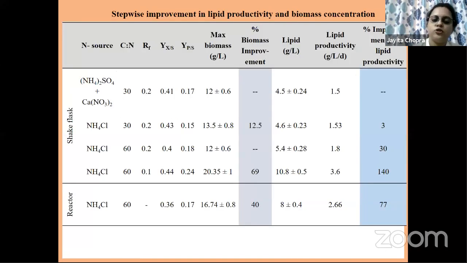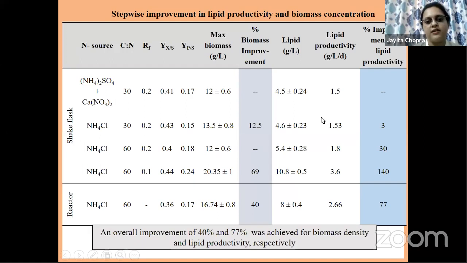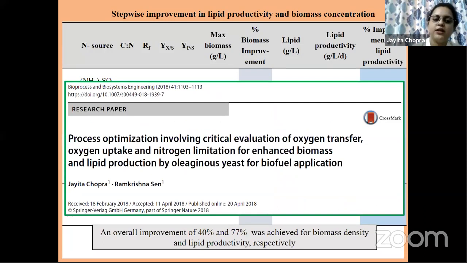This table shows the stepwise improvement in the biomass concentration and lipid productivity upon these optimization strategies. In the reactor, we see around 40% enhancement in biomass density, and for lipid productivity, it is around 77%, as compared to the baseline study. So all these strategies were useful, and they improved our yield for the biomass and lipid. This work was published in Bioprocess and Biosystems Engineering.